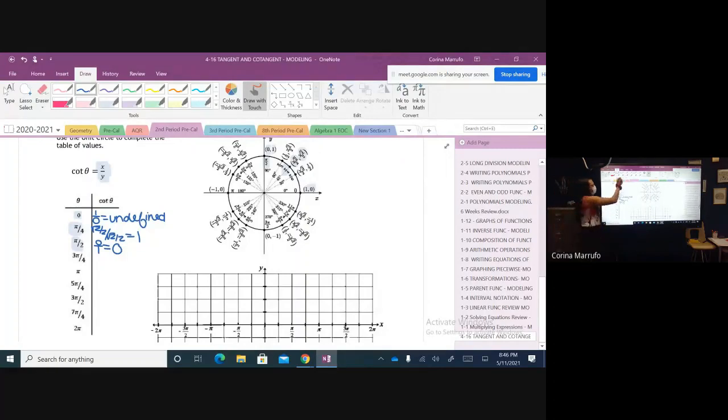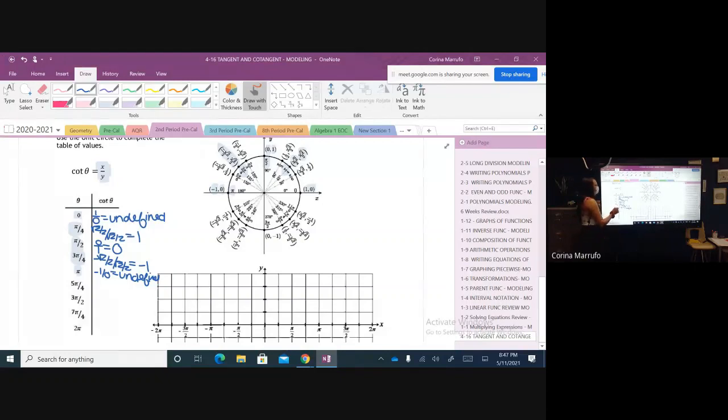Then we move on to the next one. We're going to look at 3 pi over 4. So here's 3 pi over 4. It is a negative square root of 2 over 2 divided by the square root of 2 over 2. Remember, we're taking our x value and dividing it by our y value. That gives me negative 1. And then next, we're going to take our x value, which is negative 1, and divide it by my y value at pi. So negative 1 divided by 0 gives me undefined. So wherever we have these undefined, that's where we have asymptotes.